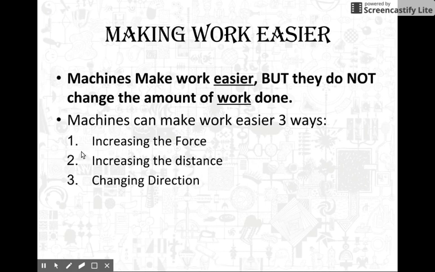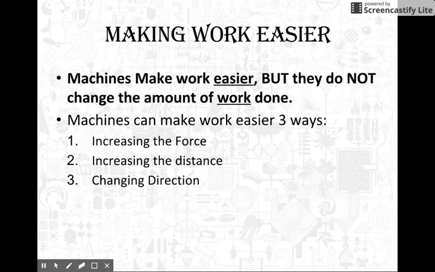There are 3 ways in which a machine can make work easier. One, it can increase your force. You apply a 10 Newton force and the machine applies a 50 Newton force to the object. So it increases the force we apply. It could also increase the distance. A good example is a ramp. Instead of lifting a box straight up, which requires a lot more force, we push it up a ramp, which requires less force, but we have to push it for a longer distance.